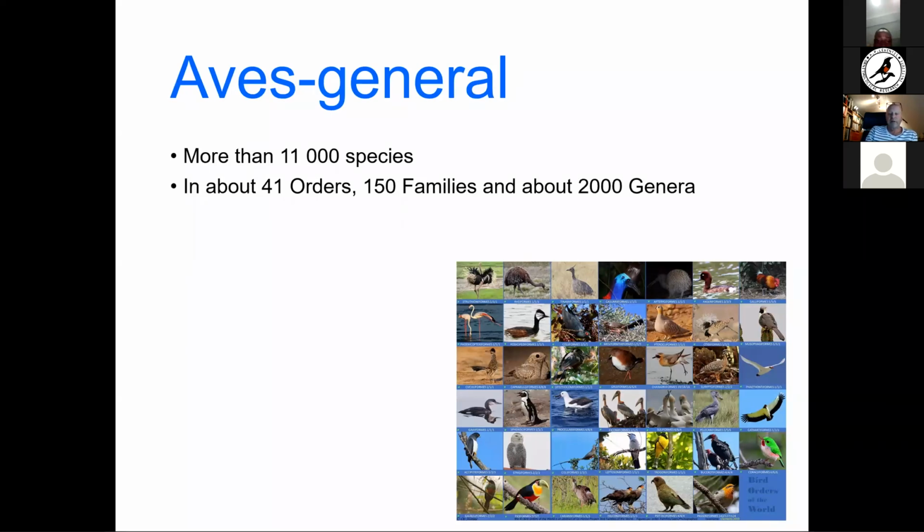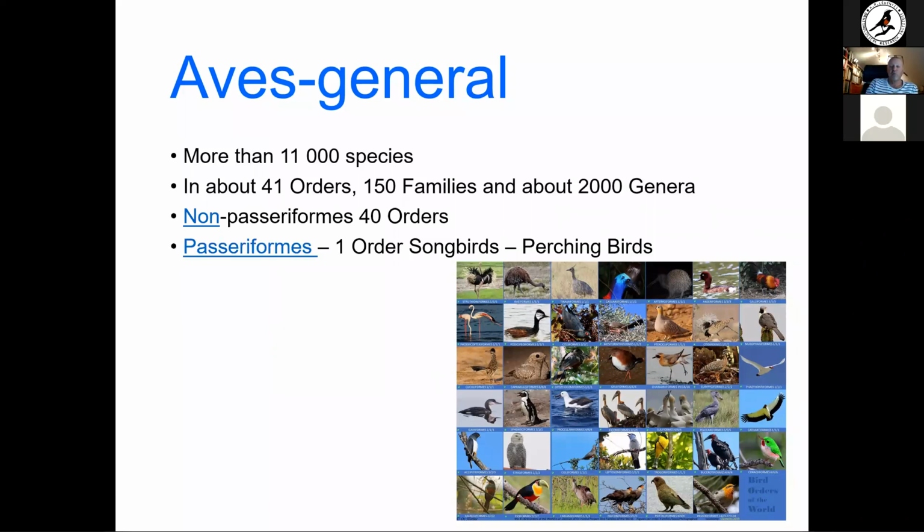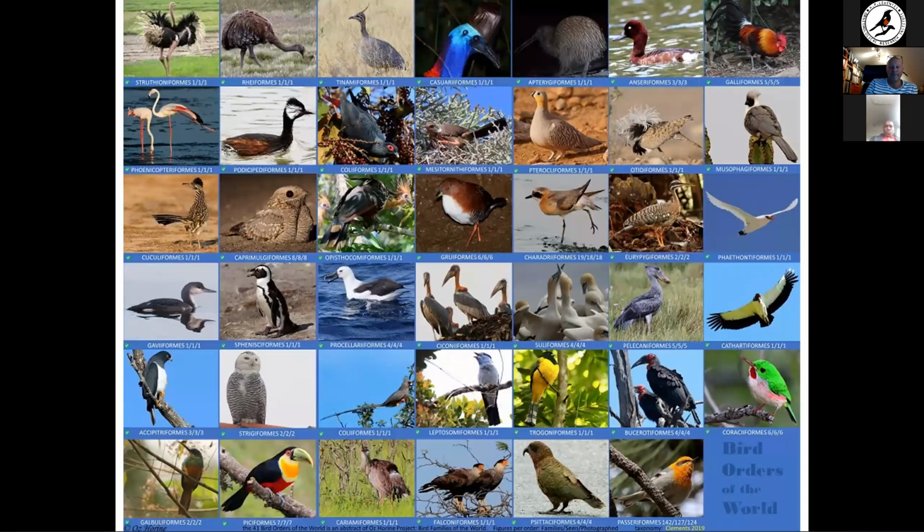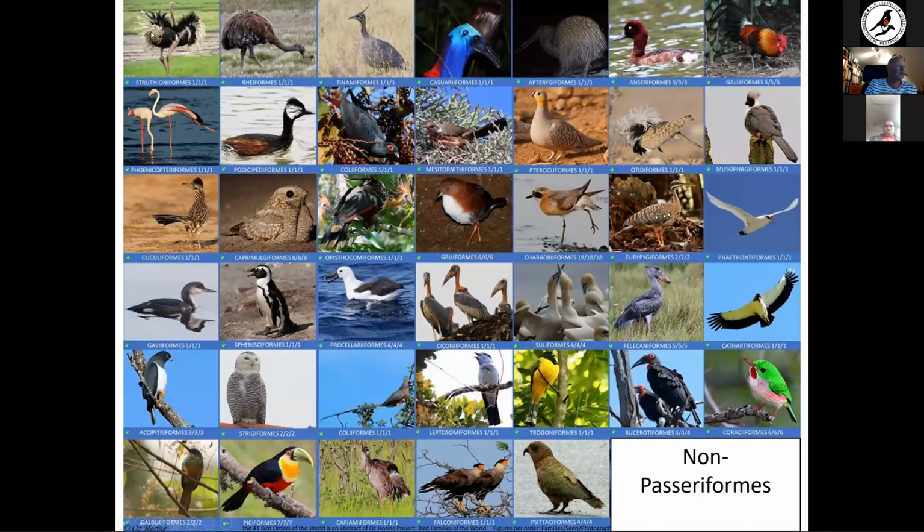And in the picture down here, we have these different orders. The interesting thing is that of these 41 orders, 40 of them are what we call non-passeriformes, and one order is the passeriformes, the songbirds, the perching birds. Here are the examples of non-passeriformes: different kinds from ostrich, flamingo, everything you can think of. Parrots, raptors, and anything.